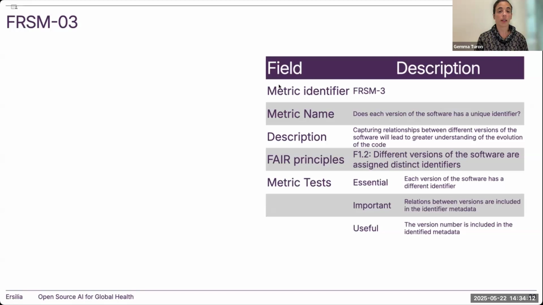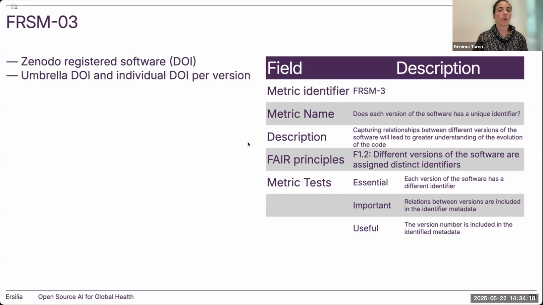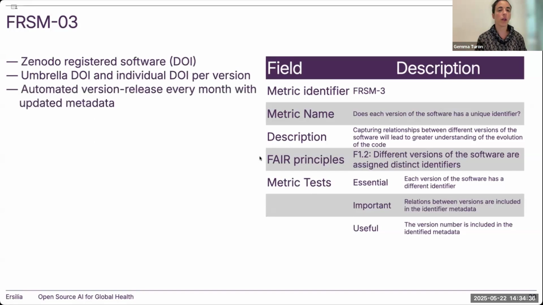We've gone a bit farther than that even. We've registered our software in Zenodo, so it has a DOI, but not only this, we've created an umbrella DOI. So each version, as this metric requires, will have an individual DOI, but we have an umbrella one so that all the citations can go under this umbrella one, and we collect all the citations in one place, which is also something important for research, as you all know.